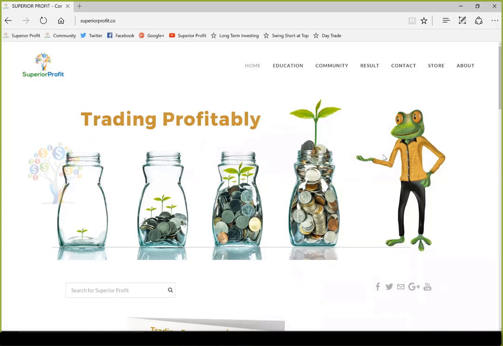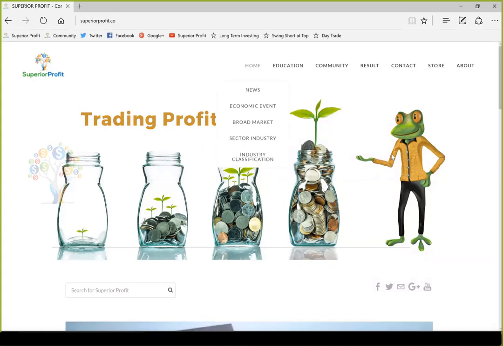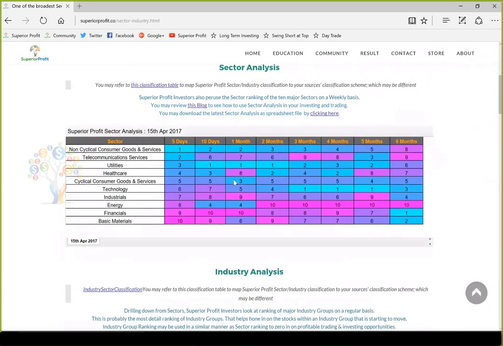Let's now look at the industry and sector ranking and heat map tables that are posted on our site every week. We can access it from the home menu. As we saw from the graphs also, consumer non-cyclical and telecom are the strongest sectors this week over the last 5 days period. And we saw these two are the only sectors that were positive. All the others were negative. And basic materials, which had a big switch from positive to negative, has now become the worst ranking sector.